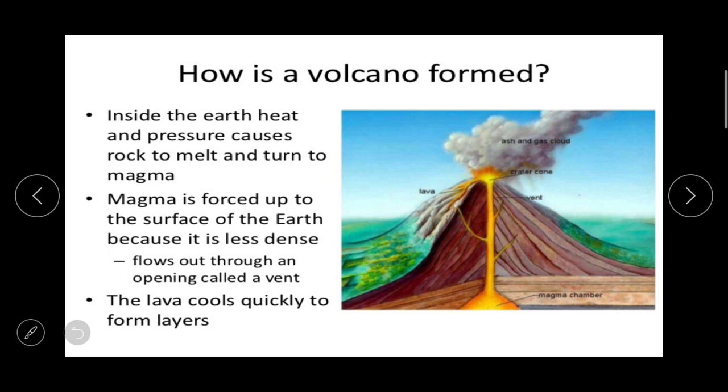Now, one more diagram to understand. This is the magma chamber here, lava, this one is the vent, and here you can see how it comes out. So, inside the earth, heat and pressure cause rock to melt and turn to magma. Magma is forced up to the surface of the earth because it is less dense.